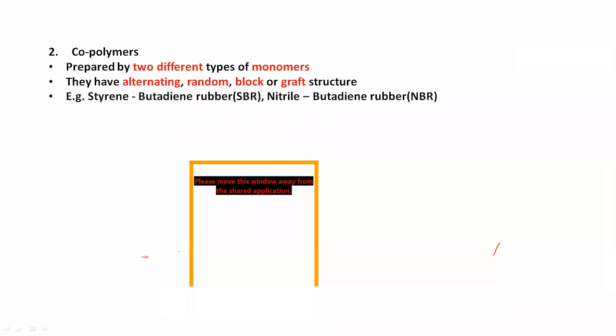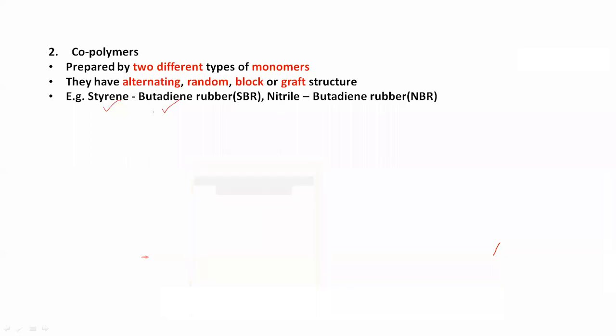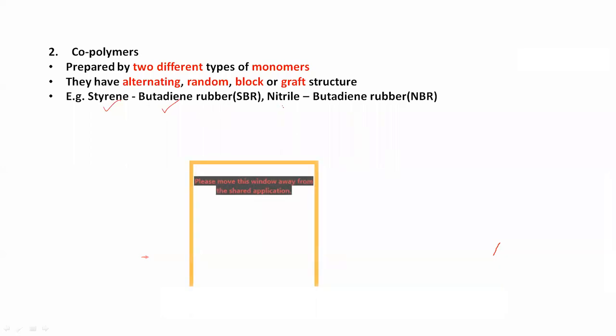Styrene butadiene rubber. If you look at the first example, here we have styrene as one monomer and butadiene as another monomer. Two different monomers are polymerized, and what we have is a rubber, styrene butadiene rubber. Or nitrile butadiene rubber: nitrile is the first monomer, butadiene is the second monomer. They polymerize together, and we get nitrile butadiene rubber. Two different types of monomers, so that is a copolymer.